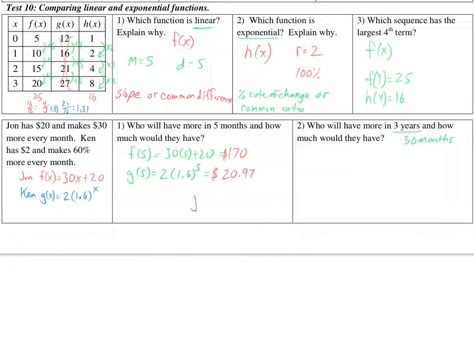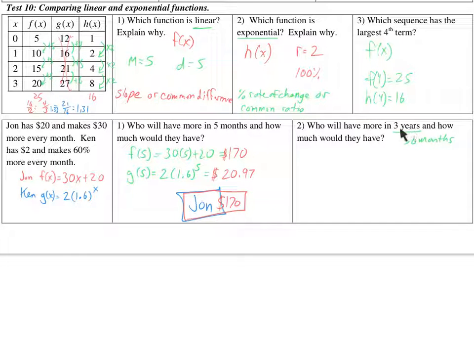So hopefully you can tell, pretty obviously, Ken is my answer. Sorry, no, I said it wrong. John has more. And how much does he have? John has $170. I should probably write that in there, because I asked for it. So John has $170. Can we check just to make sure?